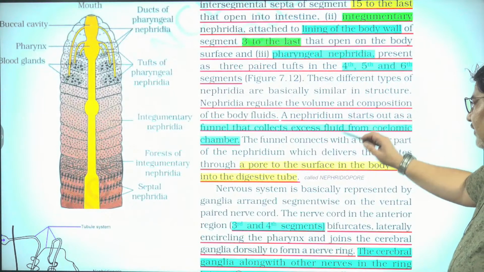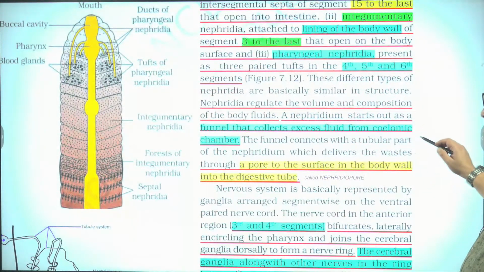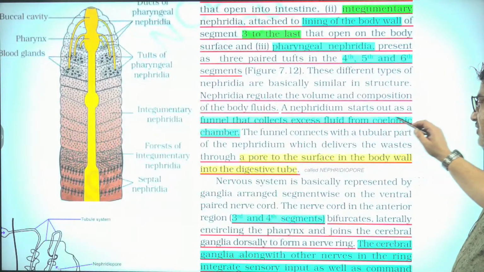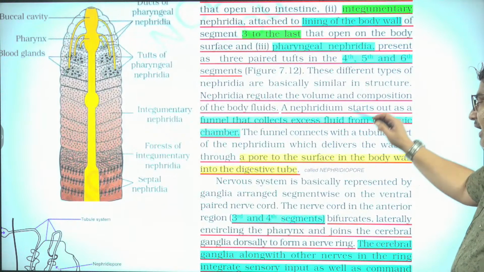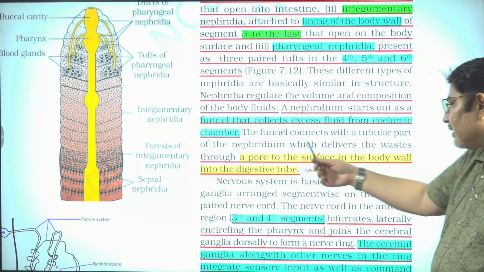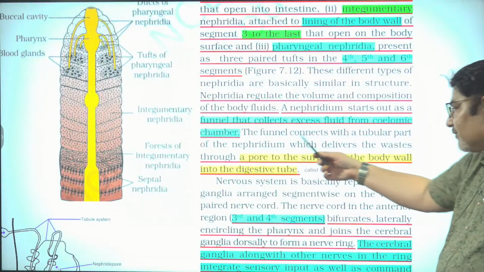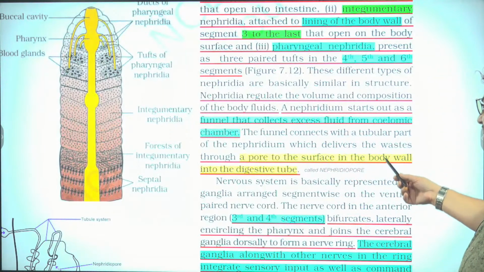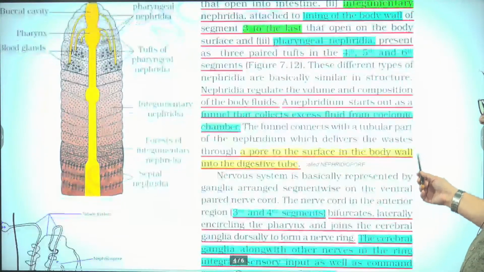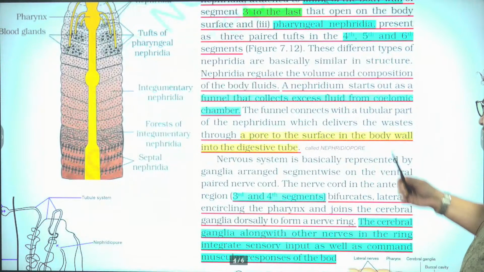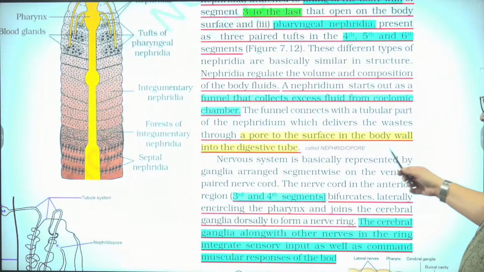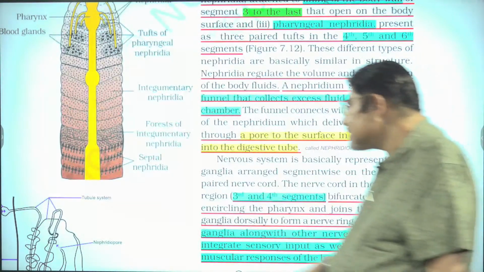Important: a nephridium starts out as a funnel that collects excess fluid from the coelomic chamber. The funnel opening is called the nephrostome. The funnel connects with the tubular part of the nephridium, which delivers the waste through a pore to the surface in the body wall or into the digestive tube.